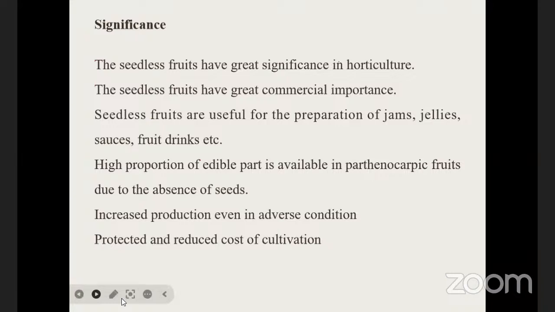There is a lot of significance and importance. Seedless fruits now have great significance, a good source. So many are preparing seedless fruits. In horticulture, the seedless fruit formation is very good, an extraordinary source to produce more fruits. Seedless fruits usually have greater commercial importance than seeded fruits.